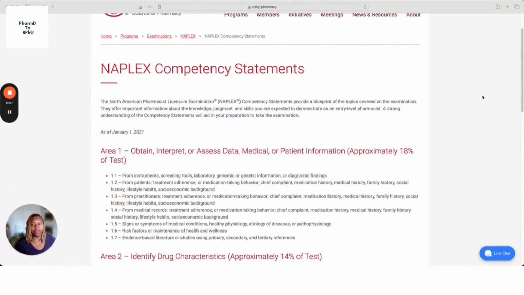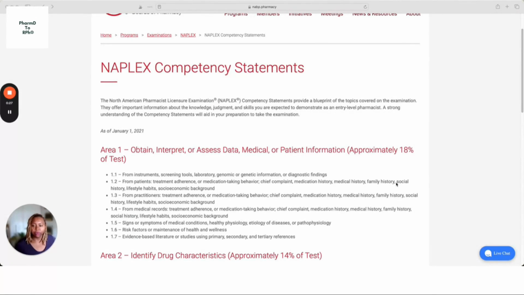These are the NAPLEX competency statements, and NAPLEX is the North American Pharmacist Licensure Exam. This is the blueprint, and this is honestly how your NAPLEX score will be reported. You will get areas 1 through 6, and we'll walk through those. You'll also go between levels 1, 2, 3, and 4.